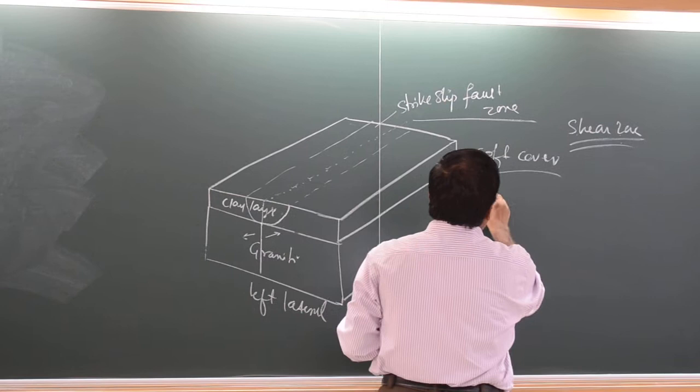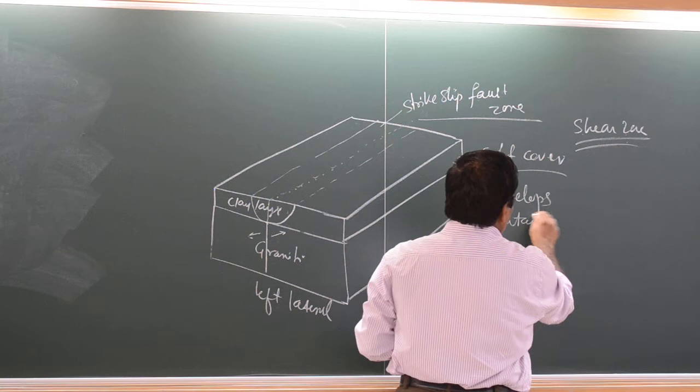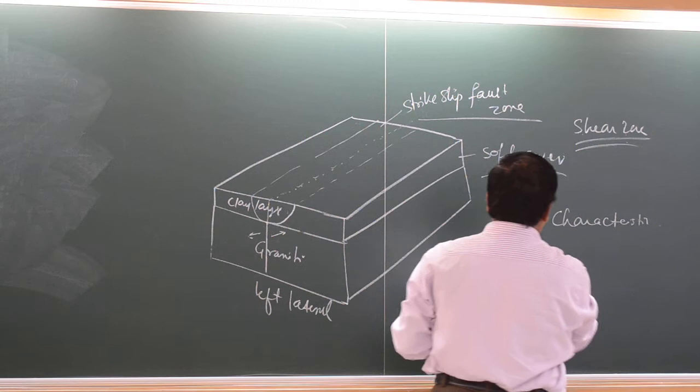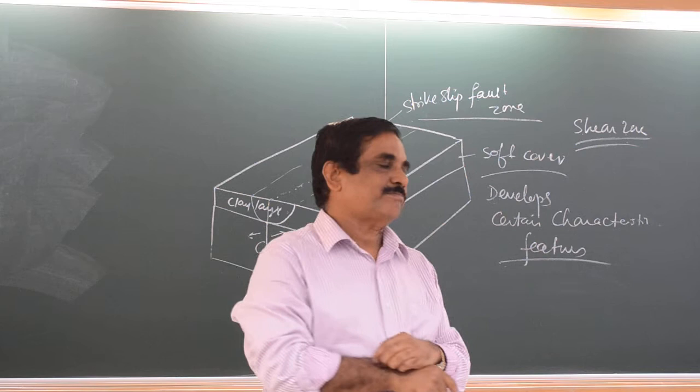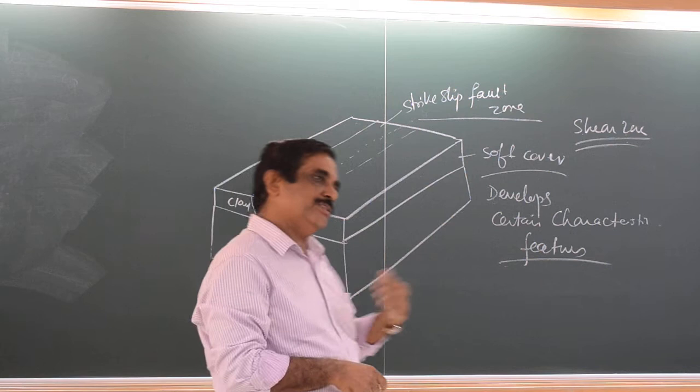Now this zone develops certain characteristic features. So follow this point. Now, what are those features? That is what I am telling. So, the soft zone over this linear zone, you know, what type of rocks, what type of structures should be there.